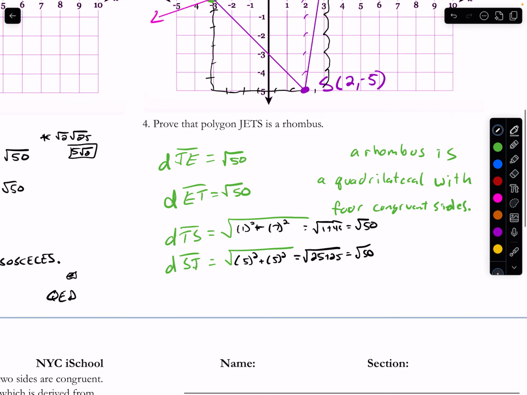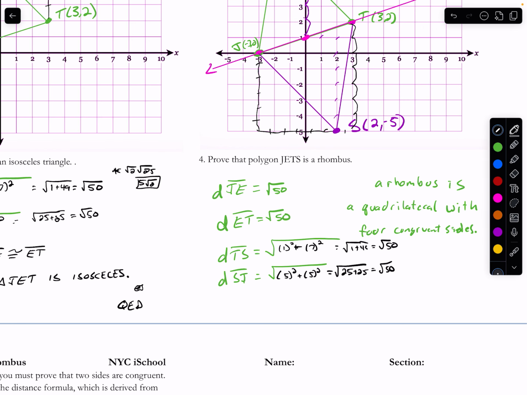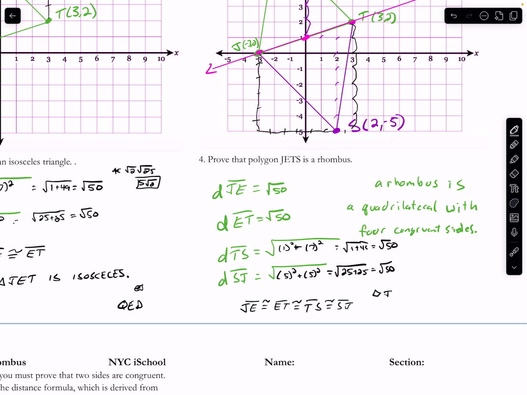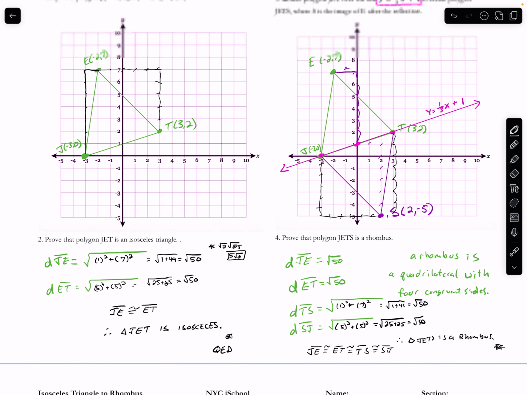Okay, so now what do we know? Well, I've just shown that JE is congruent to ET, which is congruent to TS, which is congruent to SJ, right? And what that means is quadrilateral JETS is a rhombus. Okay, throw in your little therefores. Close out your proof with a little box or a QED, and you are done, okay? There you go.